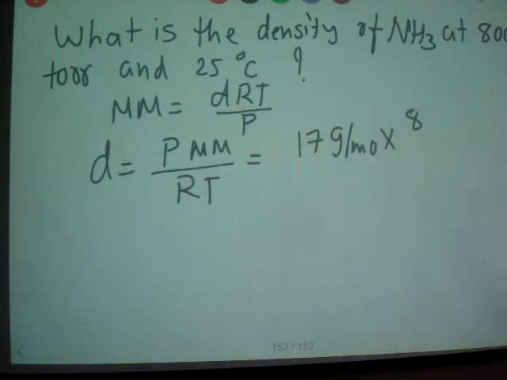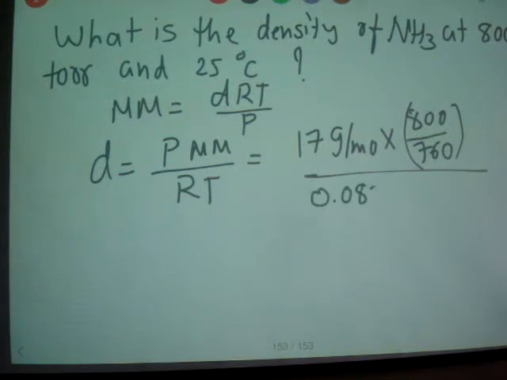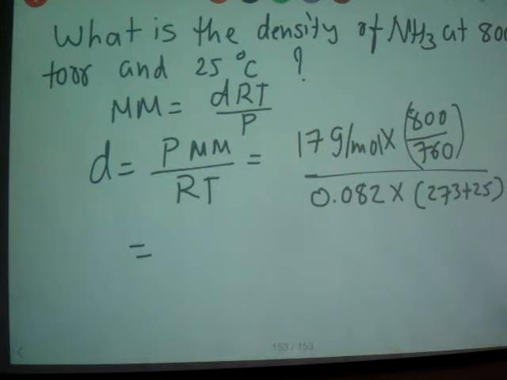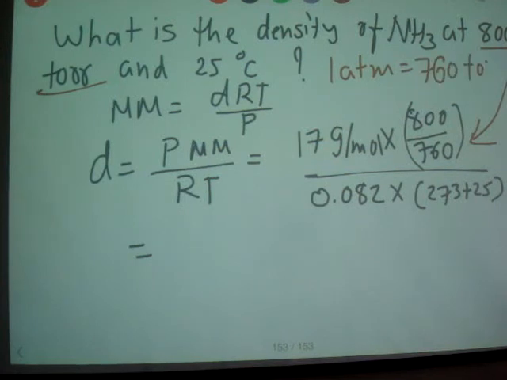800 torr, so we need to convert into atmosphere. So we need to divide: 800 divided by 760. R is 0.082. And temperature is 273 plus 25, because we need to convert into Kelvin. Now we've converted. This is grams per mole. Where did you get 800 over 760? Because 800 torr is given here, and when you convert into atmosphere, you divide by 760. Remember this conversion, 1 atmosphere equals 760 torr. So that unit conversion we need to use, because we need to convert into atmosphere.